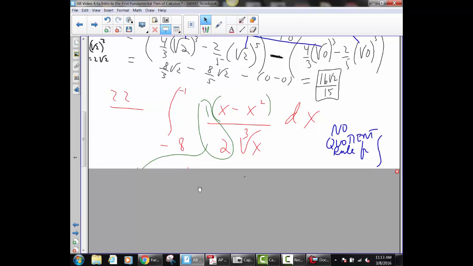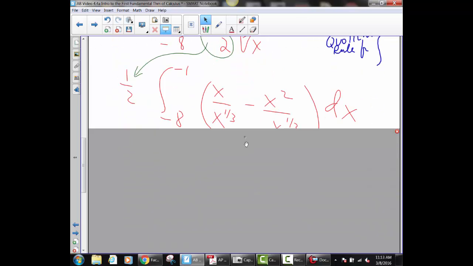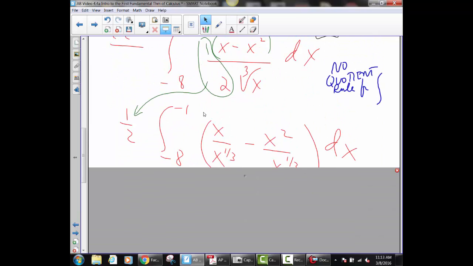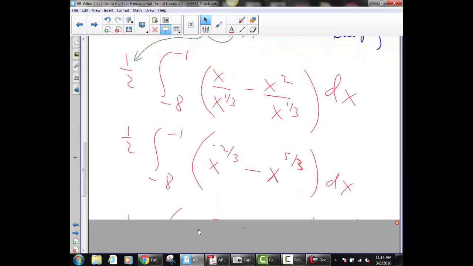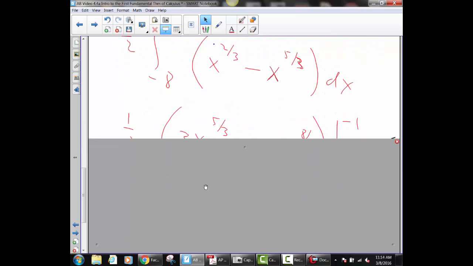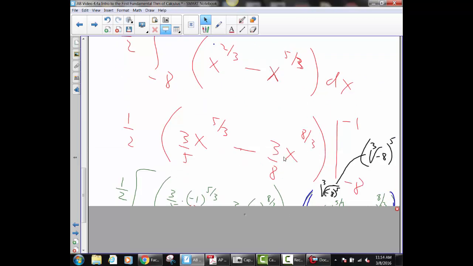Did that on the next page too. Never mind. So again, there's no quotient rule, so we have to split it up. So we're going to pull the 1/2 on the outside, and then we're going to split x over x to the 1/3 minus x squared over x to the 1/3. Simplify those. Integrate. That'll be x to the 5/3 over 5/3 minus x to the 8/3 over 8/3.